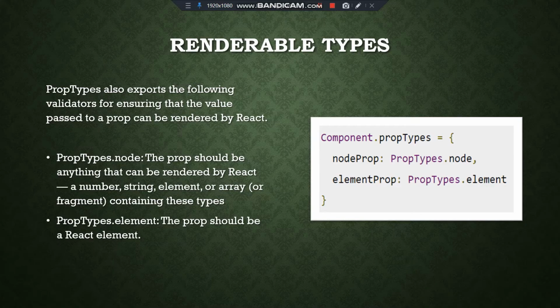The second type is renderable types. PropTypes also exports the following validators for ensuring that the value passed to a prop can be rendered by React. PropTypes.node: the prop should be anything that can be rendered by React. This can be a number, string, element, or an array or fragments containing these types. But for PropTypes.element, the prop should be a React element. We have to assign a React element to PropTypes.element.